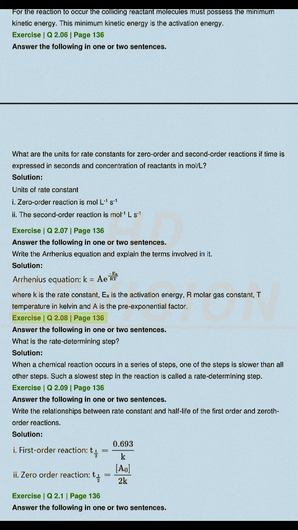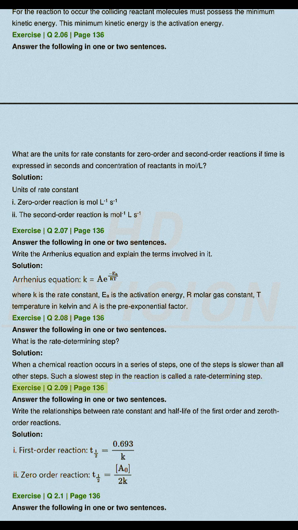Exercise Q 2.08, page 136. Answer the following in one or two sentences. What is the rate determining step? Solution. When a chemical reaction occurs in a series of steps, one of the steps is slower than all other steps. Such a slowest step in the reaction is called a rate determining step.